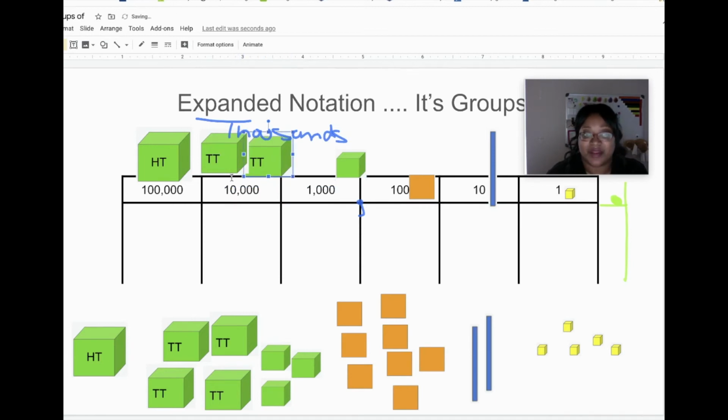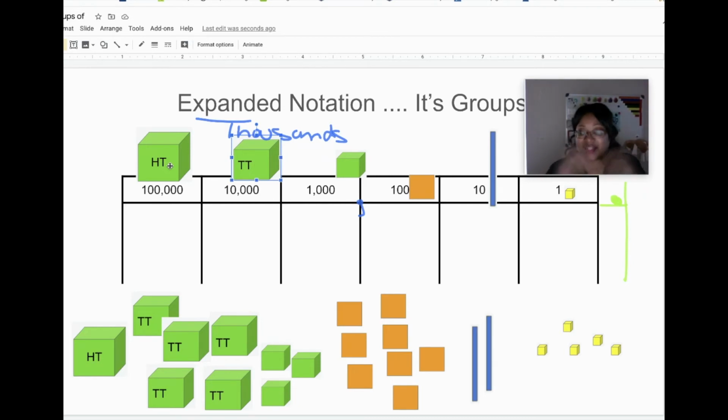Then we have the 10,000s, and the 10,000s are noted as TT. So it's 10 of the 1,000. See how it's a little bigger? So 10,000s. And then we have the 100,000. So it's 100 of the thousands. It's 10 of the 10,000s. We're going to get there.